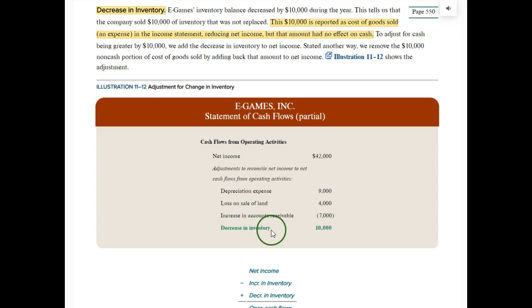Our inventory went down. So we're going to either subtract an increase in inventory or add a decrease. And we're adding the decrease. That's why I showed that schedule a few minutes ago. You need to memorize it, have it handy, because it's kind of difficult to understand at first. But the rule is, for any non-cash current asset, if it increases, subtract the increase. If it decreases, add the decrease.